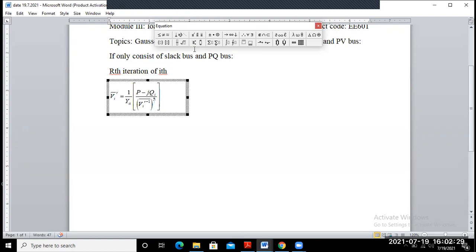minus the summation of k equal to 1 to i minus 1 of Yik Vk to the power R.